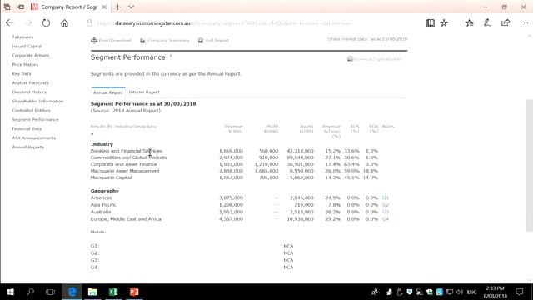In banking and financial services, commodities, global markets, that's probably trading, corporate and asset finance. They provide loans to corporations as well. Macquarie Asset Management, so asset management services for investors and superannuation funds, Macquarie Capital as well. So they operate in these different business units.